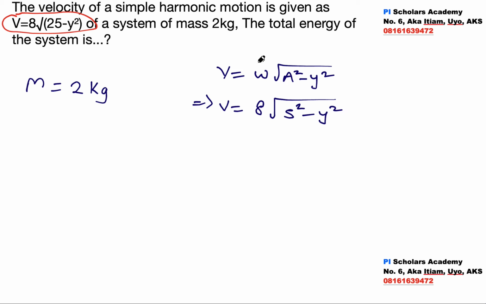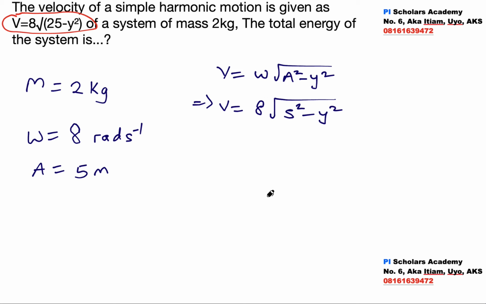If you compare these two expressions, you can easily bring out your omega here, which is your angular speed. That will be 8 rad per second. And also the amplitude of the motion will be 5 meters. I'm assuming that this is measured in meters, in standard units. But that's not our problem in this question. The problem says, what is the total energy of the system?